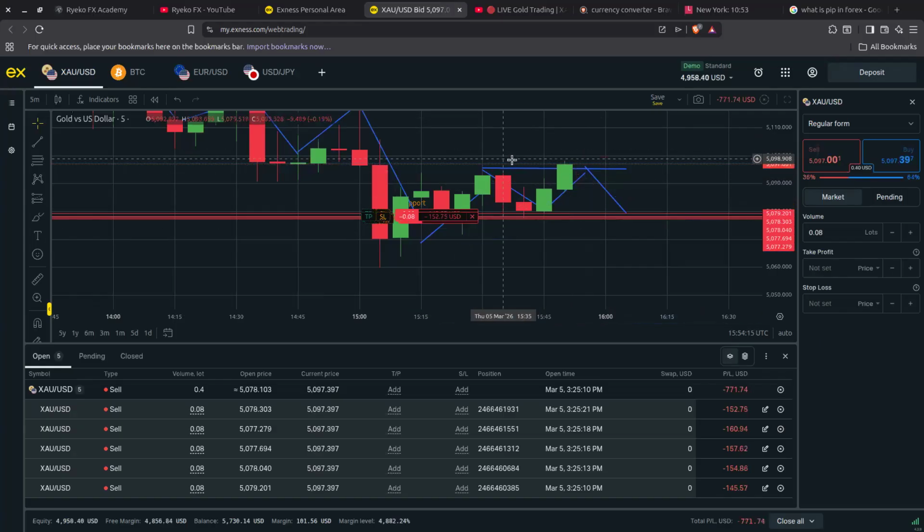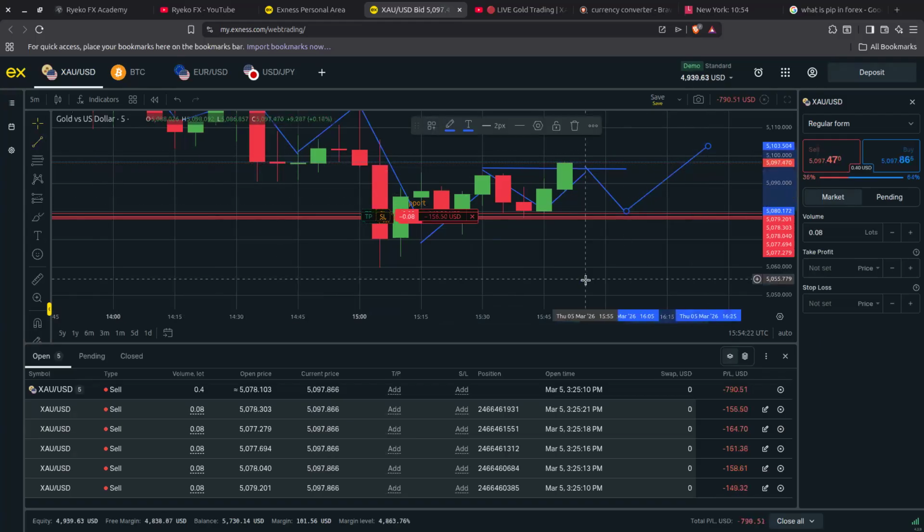It goes up, closes above, comes down. That means it is what? It's going to go up. Now, I was telling you, you don't need to wait on a trade for long.